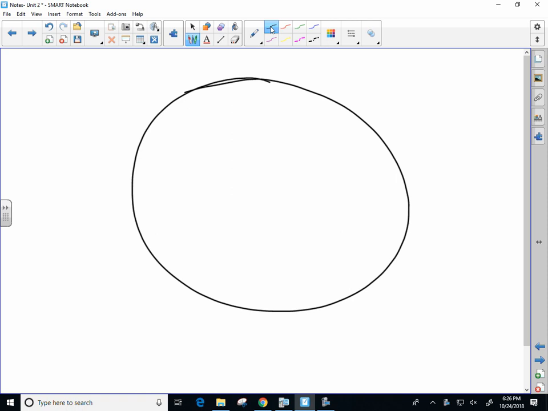All right, so we have a center of a circle. We extend out to a point along the x-axis. In theory, that's along the x-axis.